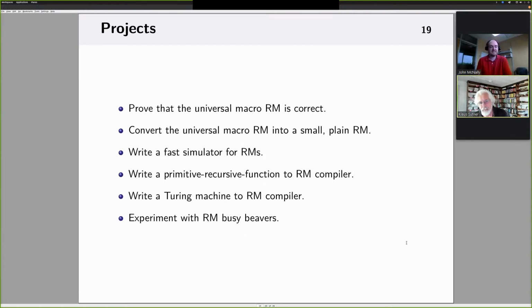And the core audience is computer science majors, so it's perfectly fine to ask them to write a compiler, for example, that translates a Turing machine into a register machine, where the register machine simulates the Turing machine. And you can experiment with busy beavers and things like that. So these are examples of the kinds of projects.